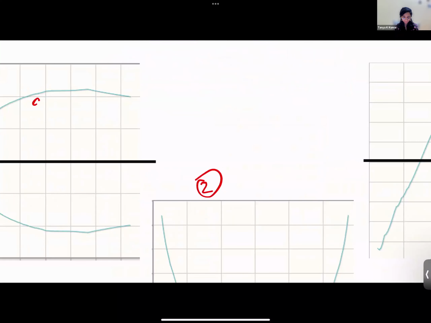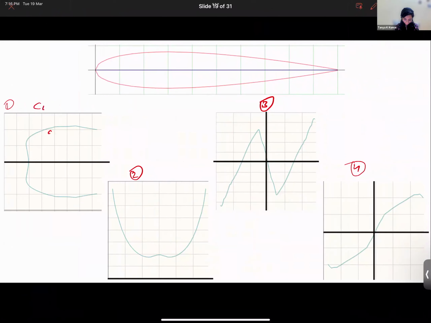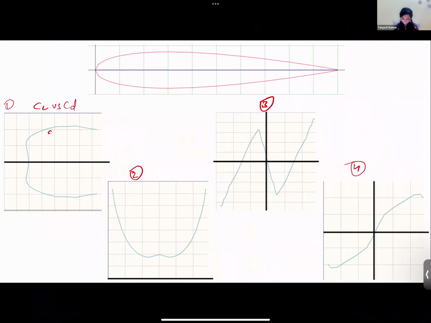So CL versus CD. Second one, again, it has a drag bucket, which is very evidently seen here. So it is CD versus angle of attack. Third one is the symmetric airfoil. So fourth one is CL versus alpha. It's very simple, right? CL versus alpha.